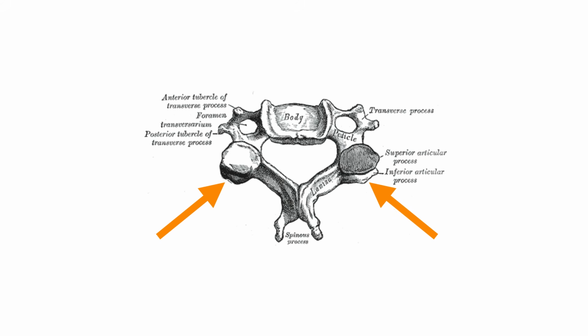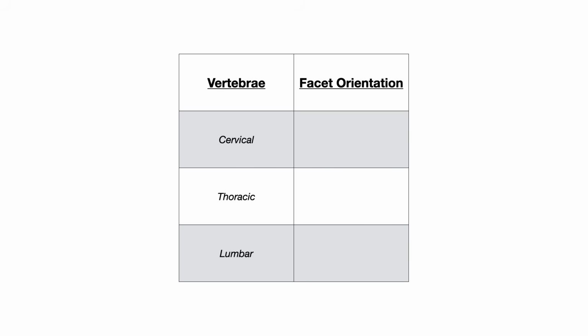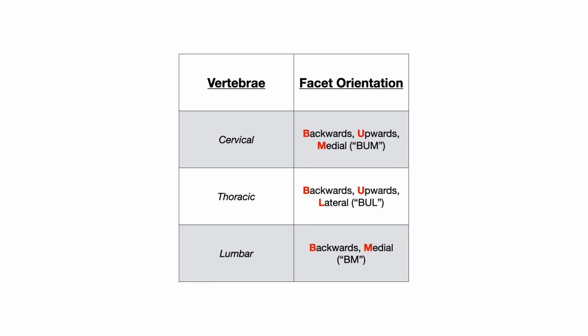And while we're on this topic, one of the really high yield parts of COMLEX is knowing the orientation of the superior facets. You need to know the orientation in the cervical, thoracic, and lumbar spines. For whatever reason, the directions and orientations of these superior facets are very high yield. There's an easy way to remember this, and the mnemonic is BUMBLE-BIM. B-U-M, B-U-L, B-M. Going down in order, starting at cervical, the superior facets are backwards, upwards, and medial in the cervical spine, backwards, upwards, and lateral in the thoracic spine, and just backwards and medial in the lumbar spine.